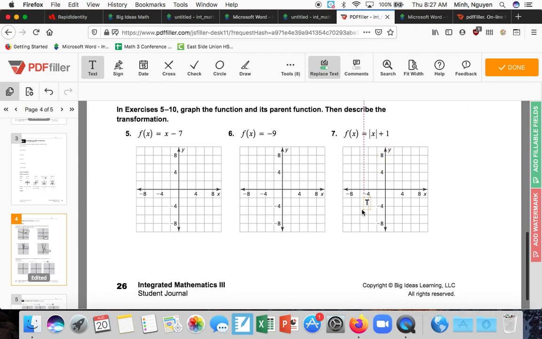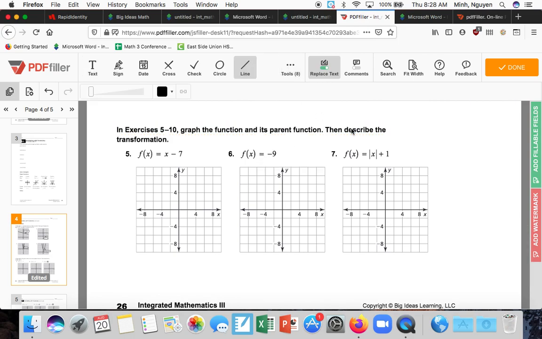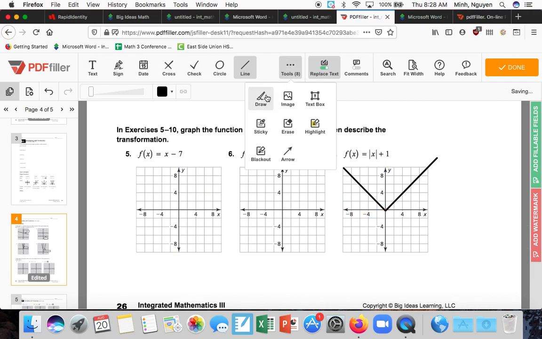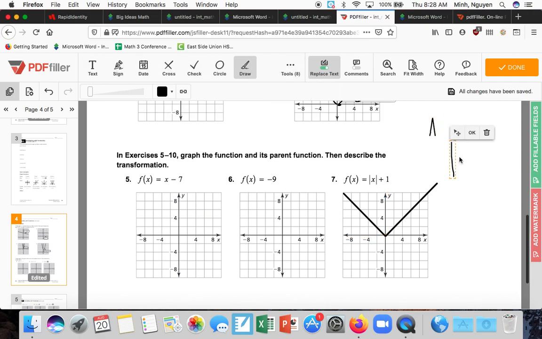Absolute value. Okay, let's do an absolute value one. So you already know the parent function looks like this. If you need to make a t-chart, that's fine for the parent function. Absolute value of x. Plug in 8, get 8. Plug in -8, get 8. Plug in 0, get 0. Just connect those.